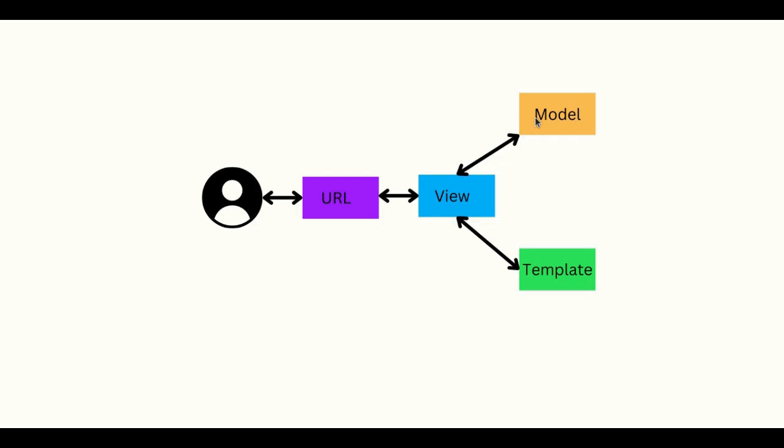The view renders the data using a template. The template is an HTML file with Django Template Language, or DTL, to dynamically generate the final HTML content. The rendered HTML is sent back to the user's browser as an HTTP response. So that is how the MVT architecture works.